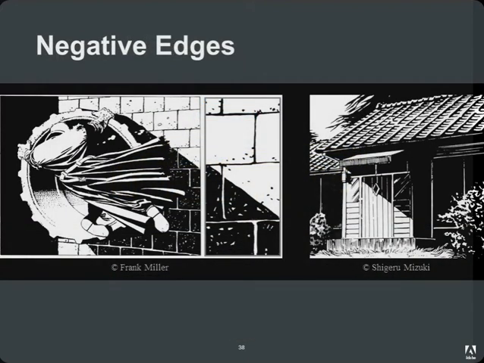The next effect looks at depicting content in high-contrast images, such as black and white artwork. In these examples by Frank Miller and Shigeru Mizuki, you can see standard black edges on white background as indicated by the blue arrows. Now in dark regions, these black edges would obviously not show up, so artists have come up with an inversion technique that I'll refer to as negative edges, indicated by these red arrows.